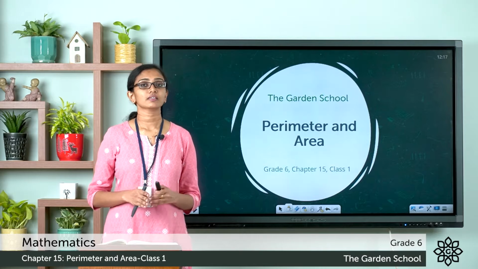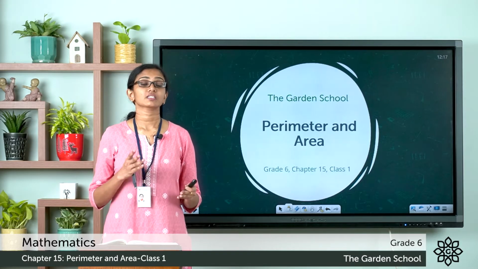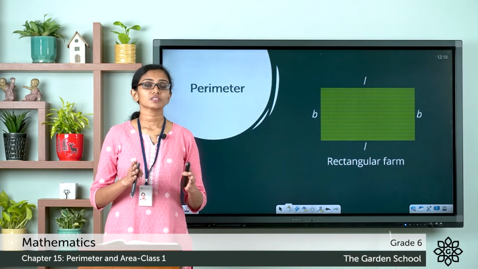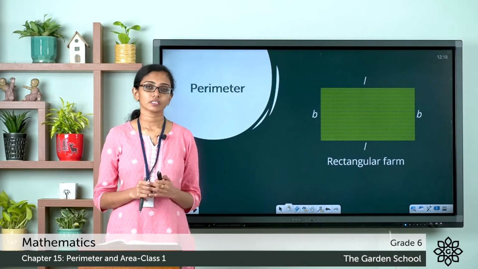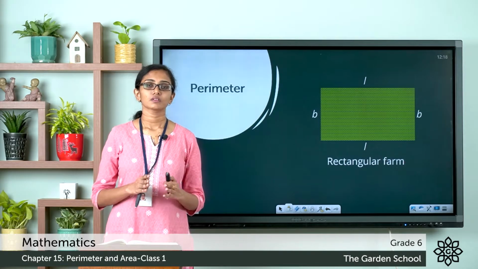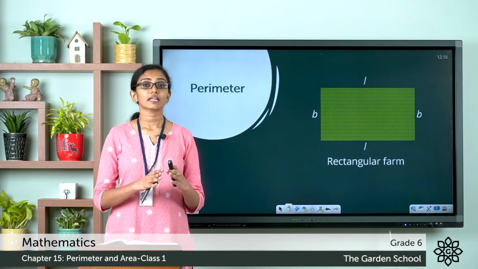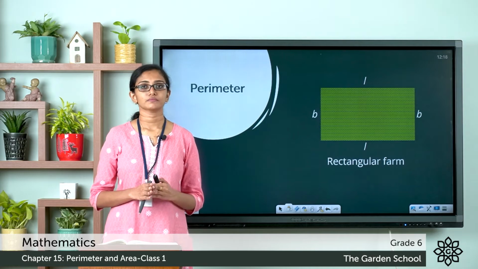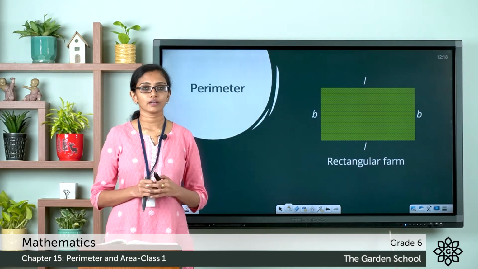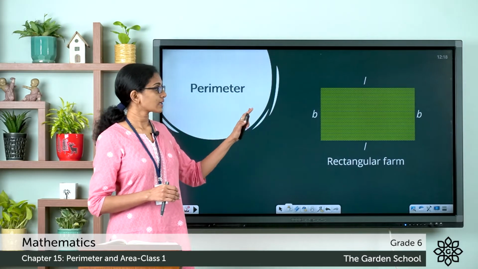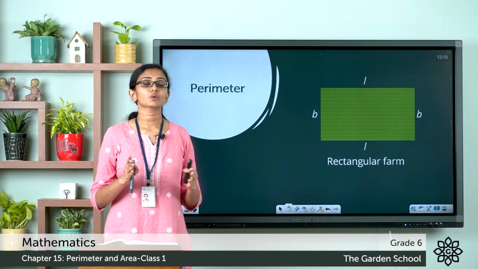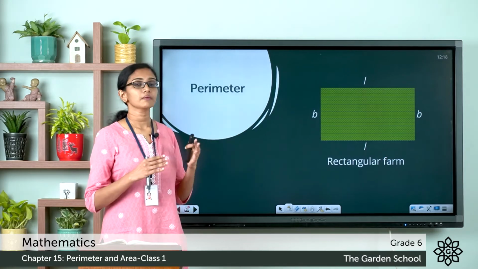Imagine someone has a farm which has the shape of a rectangle which looks like this. So this person decides to build a fence around this farm. To build the fence around the farm, this person has to know the length of the boundary of the farm. So here you can see a representation of this rectangular farm. Let the length of one side be L and the breadth or the width of the other side be B.